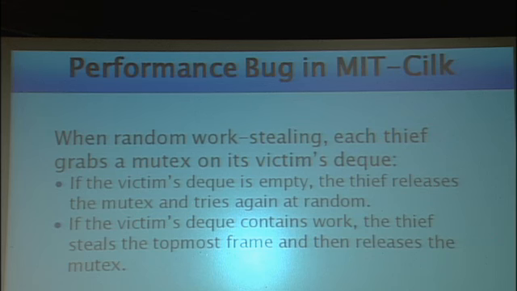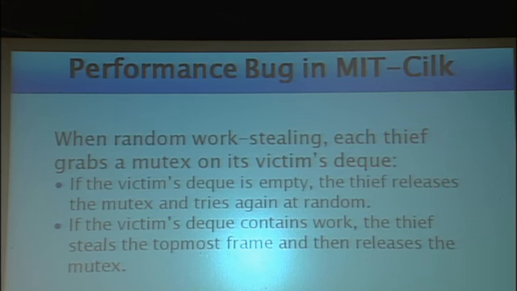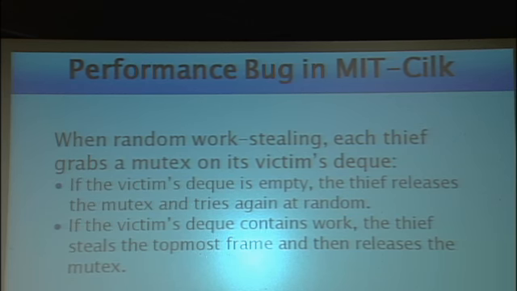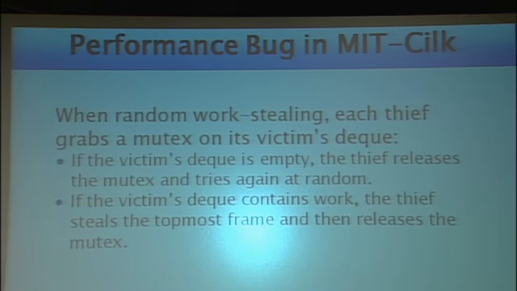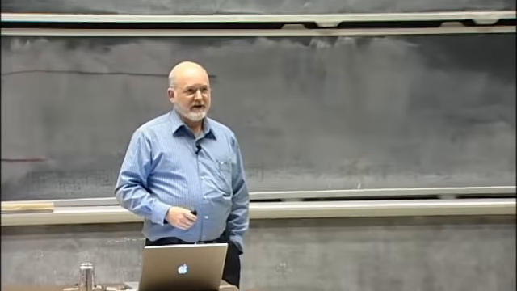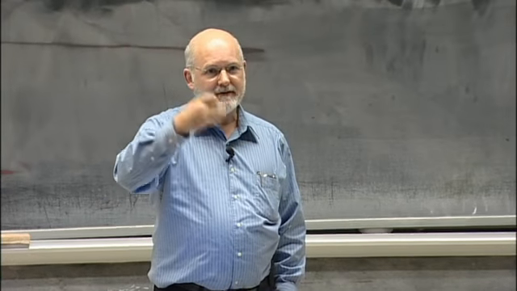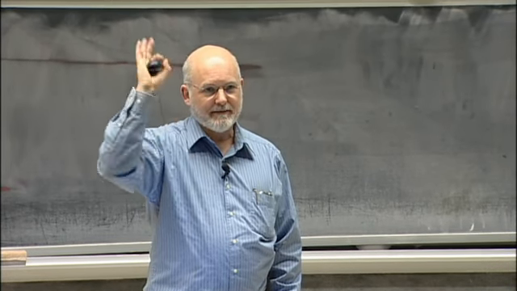Okay? Where's the performance bug here? But it's trying to steal from each other, like A steals from B, B steals from C, C steals from D. And like they all have locks on each other. And then, no, because in that case, they'll each grab the deque from each other, discover it's empty, and release it.